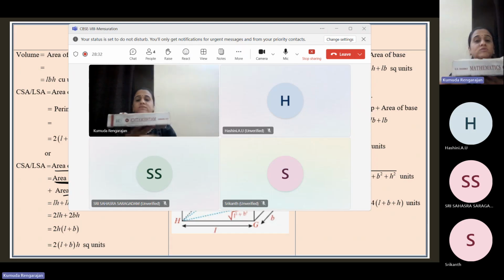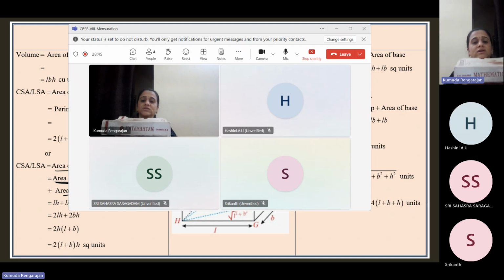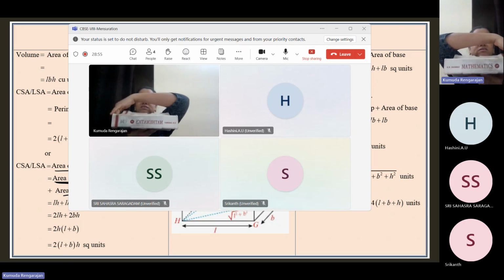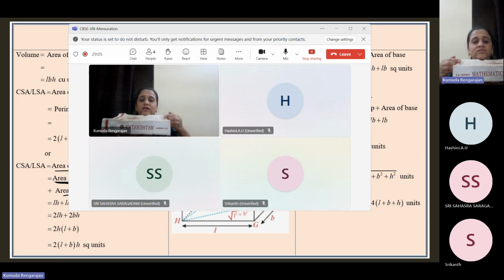So what's the area of this face? Length into height. This is the height. This is a rectangle. What is this? Length into height, L into H. Similarly, you have an identical rectangle behind this, L into H. Then what's the area of this rectangle? This is B, breadth, into height. B into H. Similarly, this is also B into H. So add all this: L into H plus behind L into H plus here B into H plus here B into H.